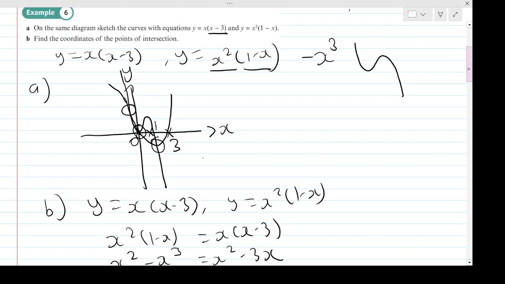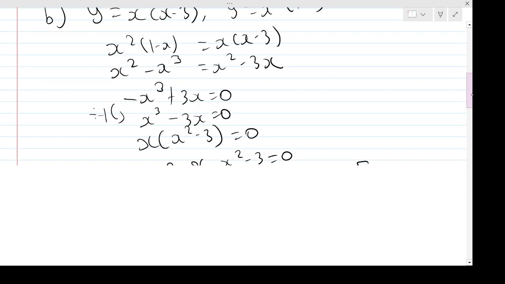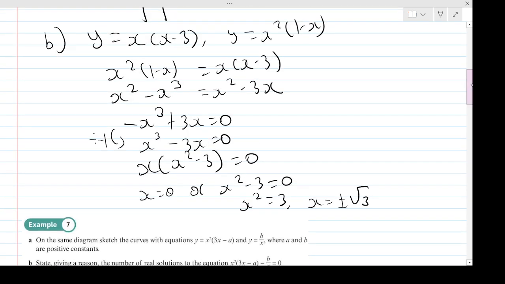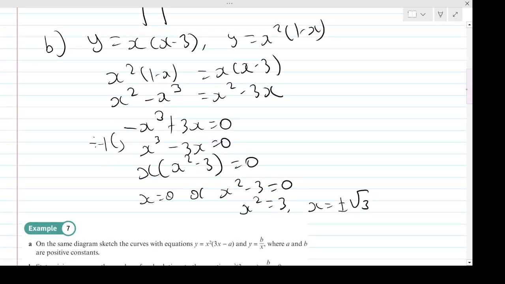Okay, well that's the x values, but it says to find the coordinates, remember, which means it needs to be in the form (x, y), where we need the y value as well. To find the corresponding y value, you just substitute into either equation, because y is equal to it. Let's take y is x(x minus 3), the more simple one, right? We're going to plug in these x values.